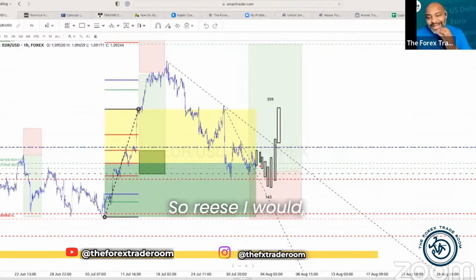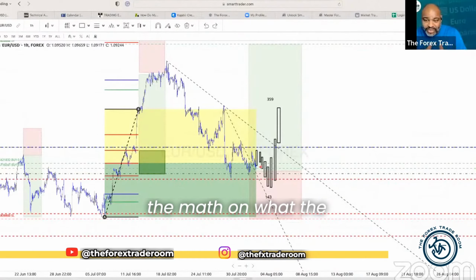So, Reese, on the prop firm, that's a great question. On the prop firm side of it, I would calculate the risk based on the actual value of the account, right? So if the overall drawdown is $4,000, that's for that total value of the account, right? And so you want to do the math on what the actual percentage is. If it's 5%, that max loss is 5%. Then you want to do the math and break that down.